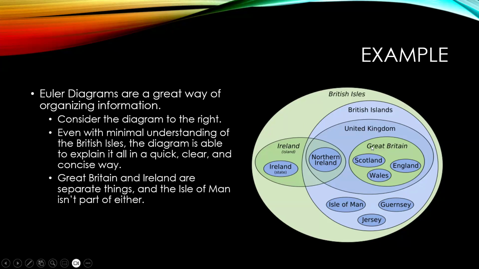We can see that Ireland is broken into Northern Ireland and the state of Ireland. We have Great Britain, which includes Scotland, Wales, and England. But there's other islands as well, which include the Isle of Man, Jersey, and Guernsey. Northern Ireland, Scotland, Wales, and England form the United Kingdom, and altogether it forms the British Isles. And so, using this diagram, we can figure that out fairly quickly.